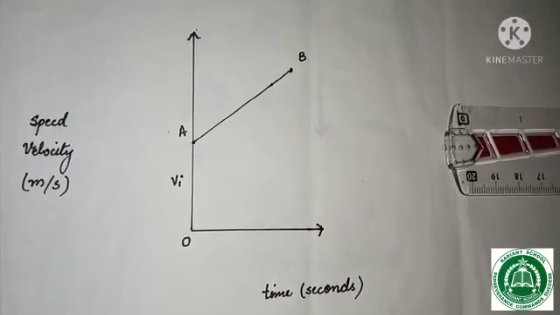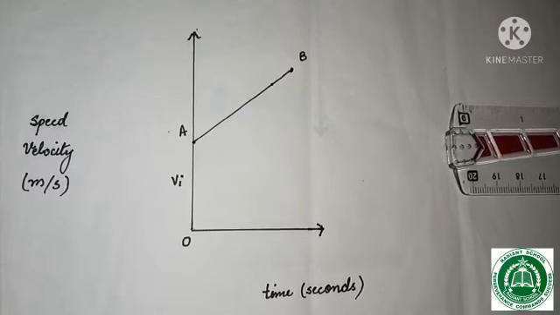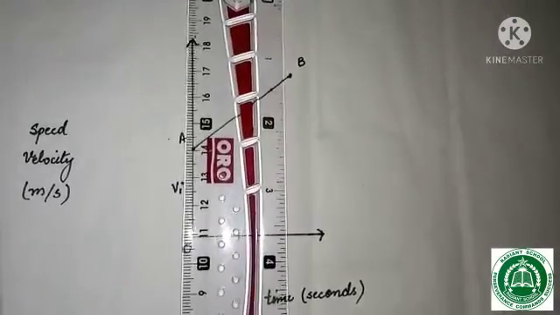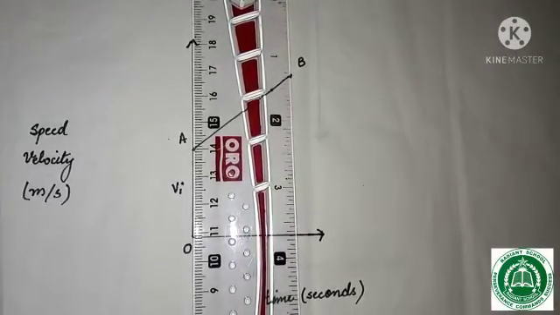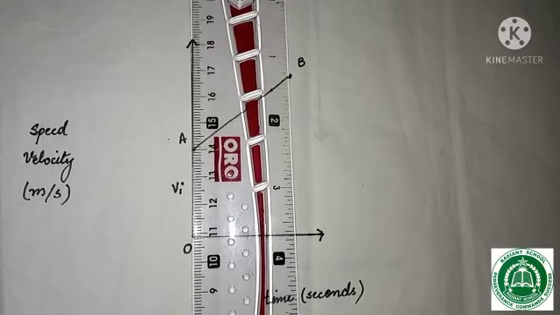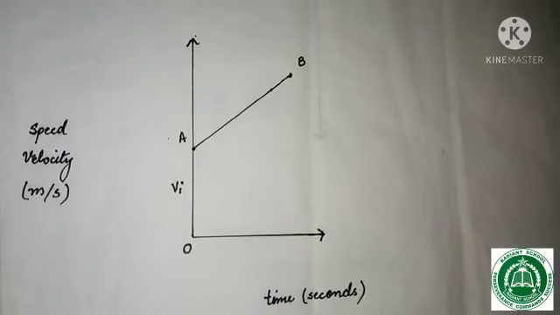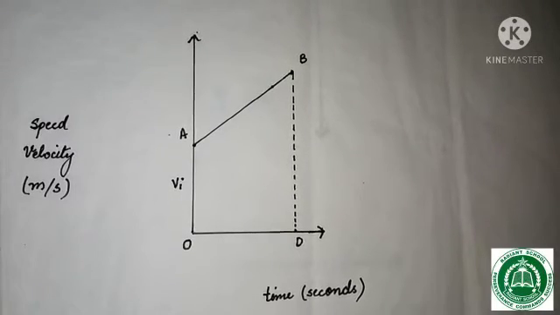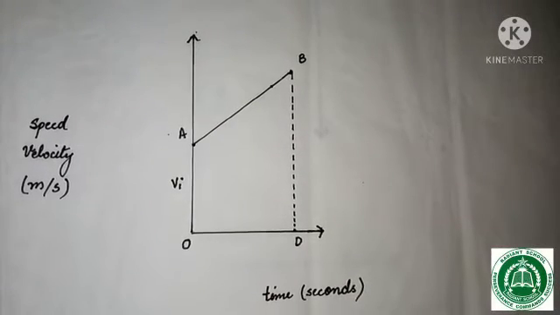So the next step is we have to join point B with the time axis. How will I do this? I will draw a straight line, which will be dotted, and join it to the time axis. Now when I joined point B with the time axis, the graph has come to this point. Now this total length BD is equal to Vf.